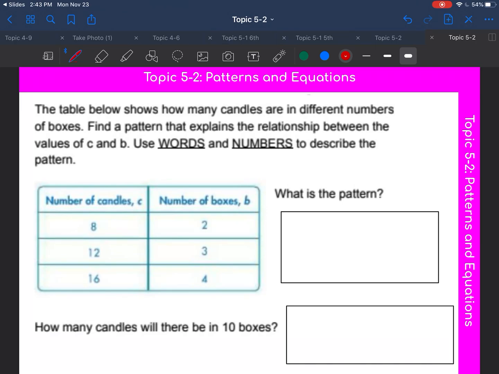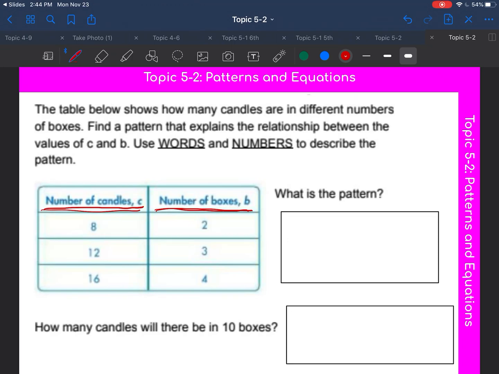It says the table below shows how many candles are in different numbers of boxes. Find a pattern that explains the relationship between the values of C, which is number of candles, and the value of B, which is number of boxes. Use words and numbers to describe the pattern. Okay, so the number of candles in relation to the number of boxes.